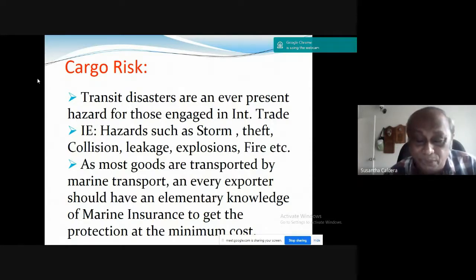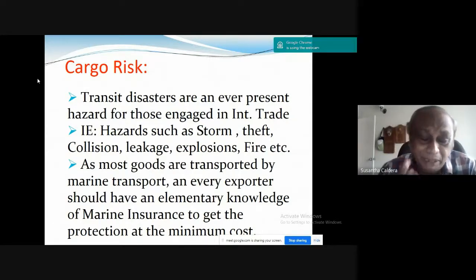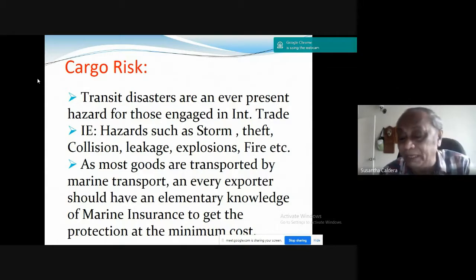When you go and investigate it, you will find most of the cargo risk is due to insufficient coverage of marine insurance. Because people don't want to pay the full cover, the Cargo Clause A premium.